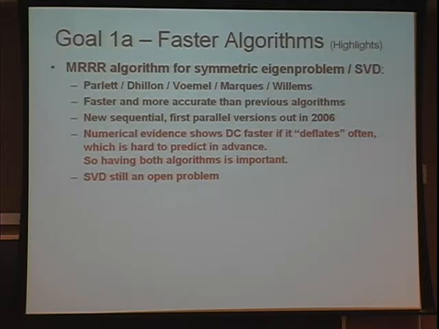Okay, so to summarize, numerical evidence shows that this is the best algorithm, except sometimes divide and conquer is faster if it has this property called deflation. We can't predict it in advance. We're going to keep both algorithms in there, and the user is simply going to have to choose. There is still an important numerical open problem here. The singular value decomposition is very closely related to this eigenvalue problem, but we haven't been able to figure out how to make the algorithm work stably on the singular value decomposition. That remains an open problem. We thought it was fixed. We found a problem, and so that's still open.